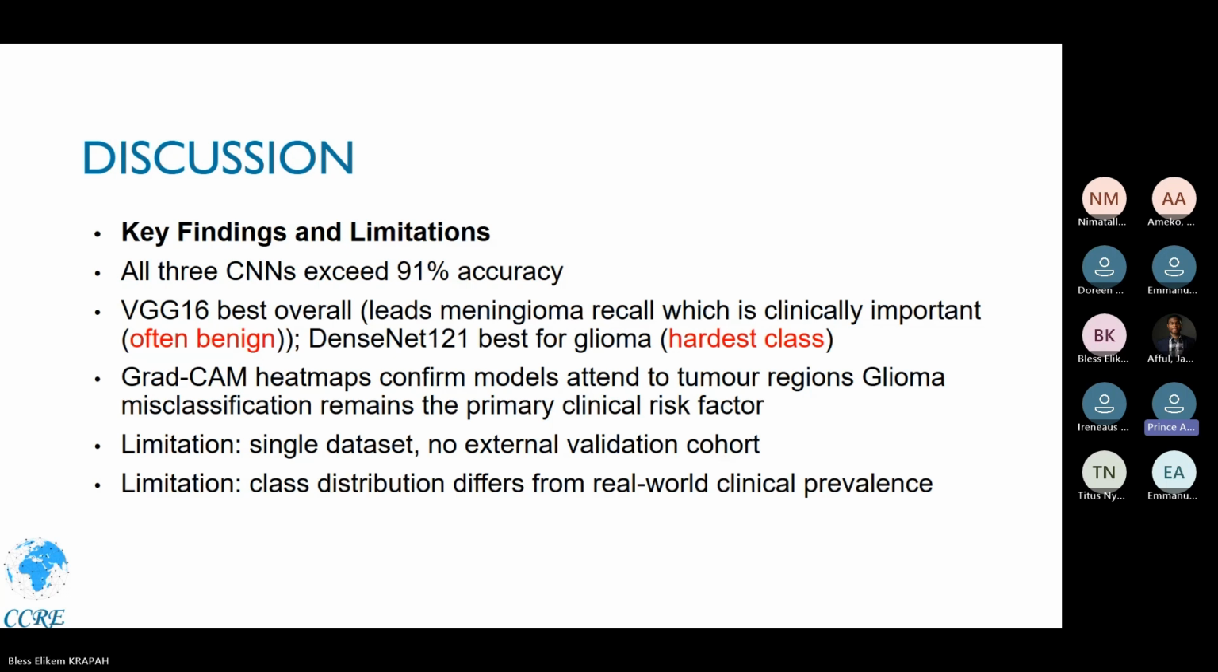There are a few limitations, one of which was having a single data set for this study, where we also did not have any external validation. We did not include any external radiologists in the development of the system. We also have a class distribution which differs from the real world situation. In the real world, we have more no tumor situations than the others. But in our training, we had a consistent number of cases for each situation, which does not reflect what actually happens in the real world. Next slide.